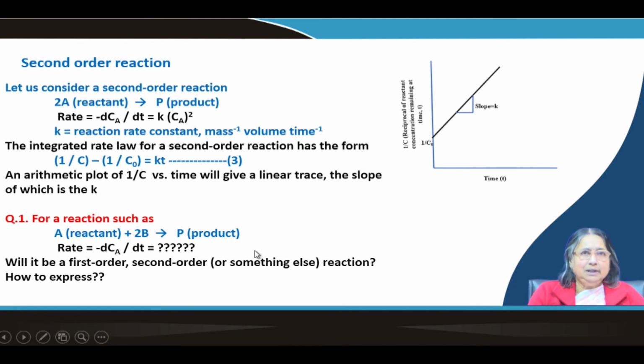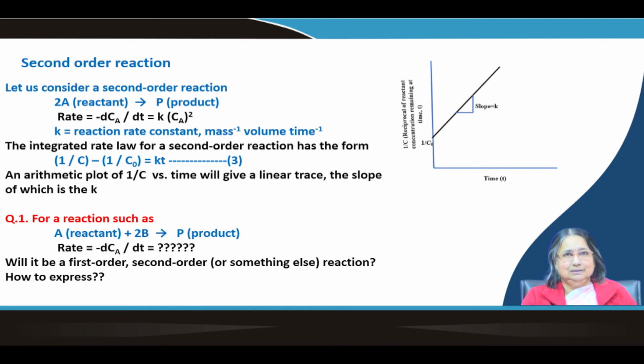Whether you will determine it in terms of A or B or both, that is to be determined, because for some reactions you may consider just A and tell that this reaction is first order with respect to A, or that this reaction is second order with respect to B, or you can tell that the overall order of the reaction is 3. So, how will you tell it? That is very important. Okay.